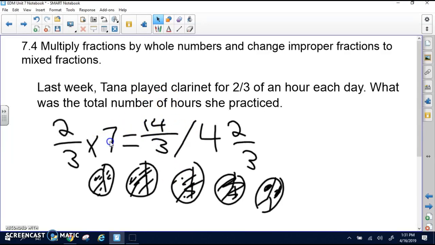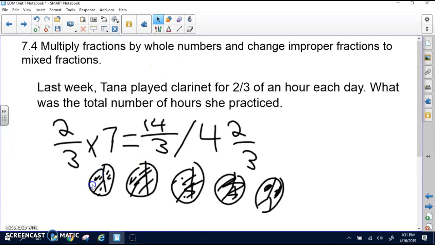Improper fractions are when the numerators are more than the denominators. When you find an improper fraction, you can either leave it as an improper fraction, like 14 thirds, or you can change it to a mixed fraction, which is a whole number and a fraction. 2 ways you could have solved that. You could have done like she did.